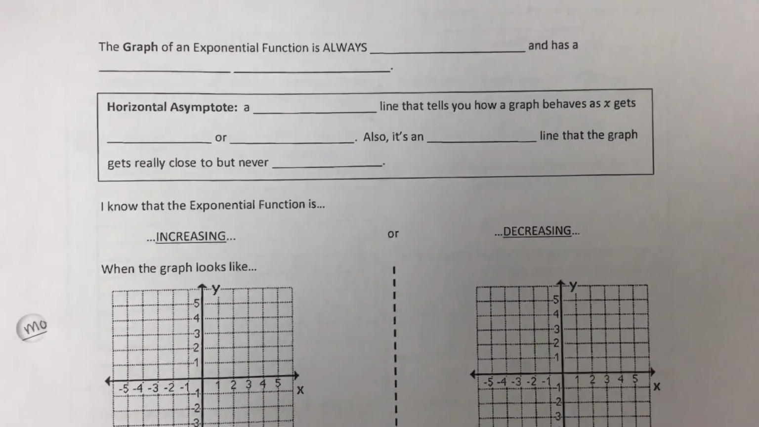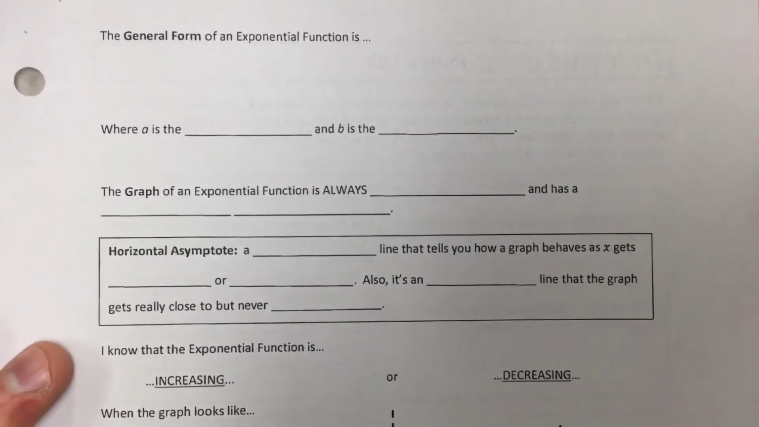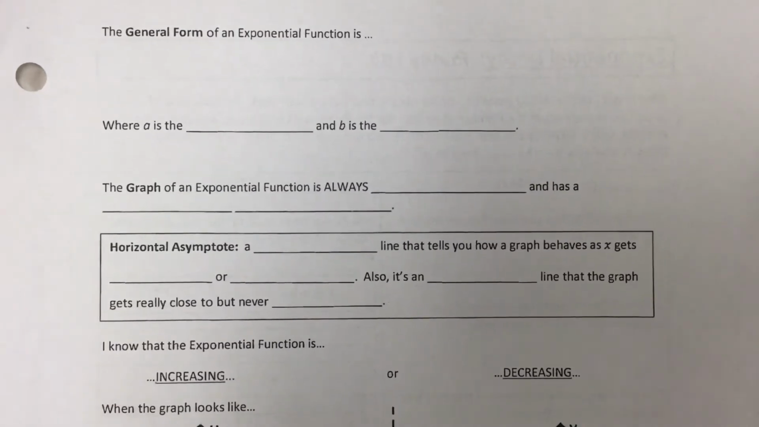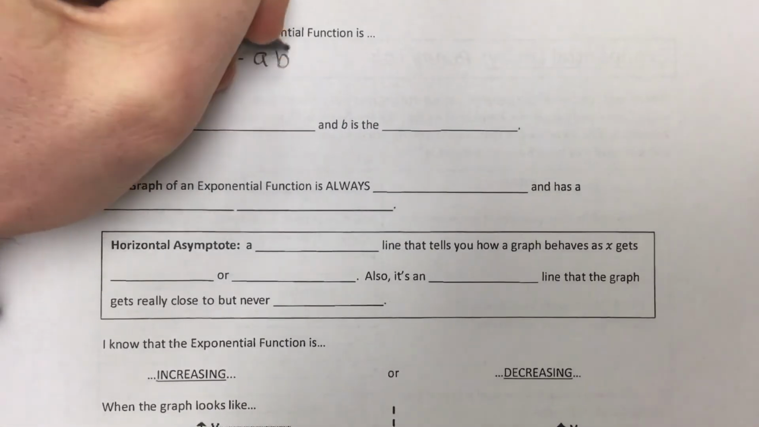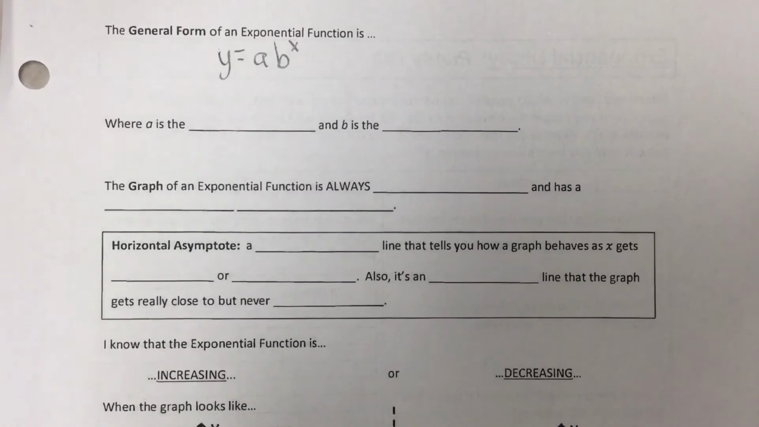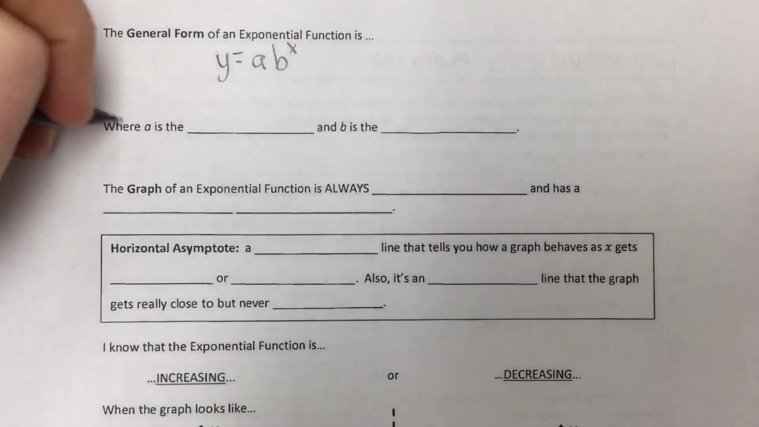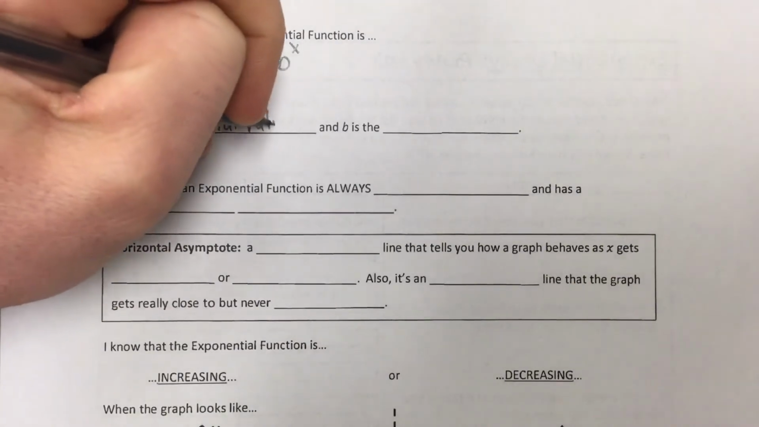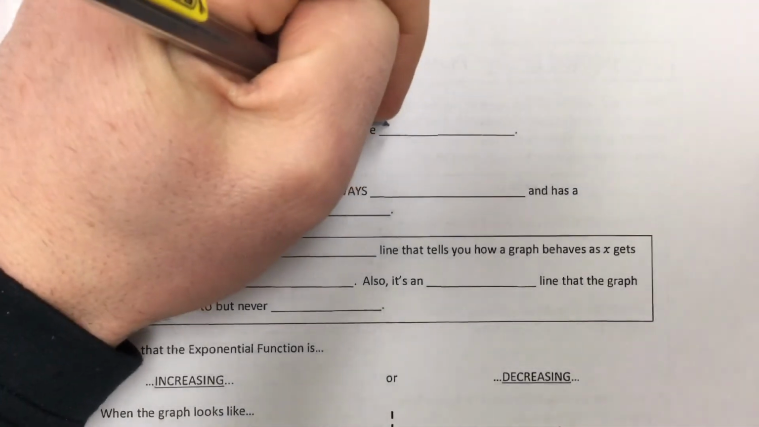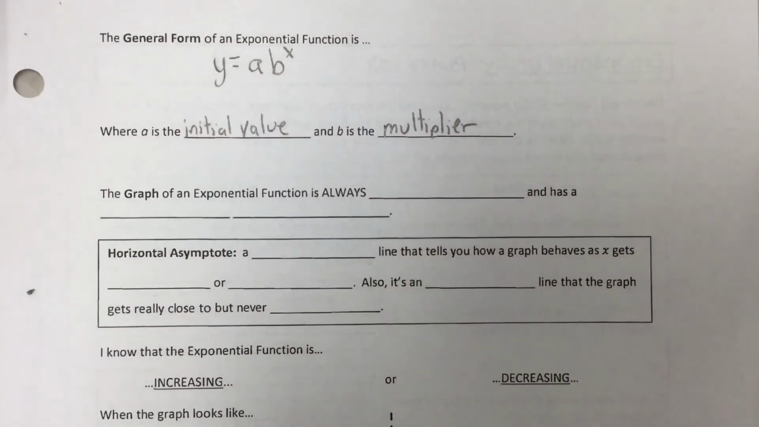All right, and then the last thing we're going to look at is some notes here. So our general form of an exponential is y equals a times b to the x. Before we always said initial value times your multiplier to the x, same thing holds true. It's just now we're going to abbreviate it like this. So a is your initial value. Instead of writing initial value or IV every time, we're just going to write a. B is still your multiplier. So again, instead of writing multiplier, we're writing a b.